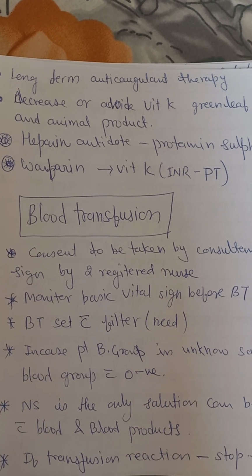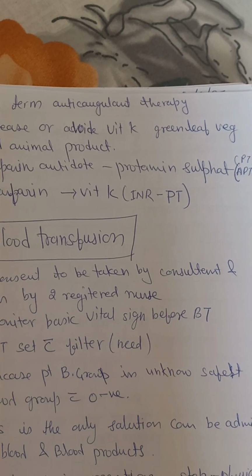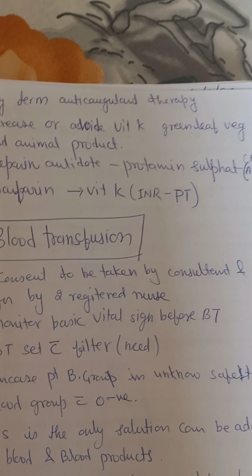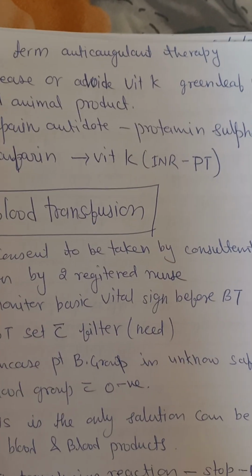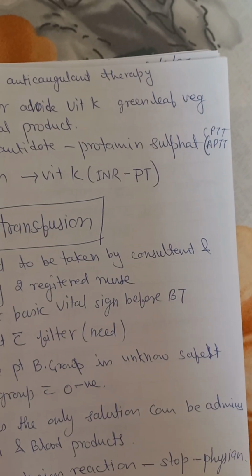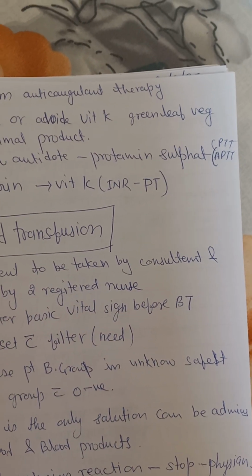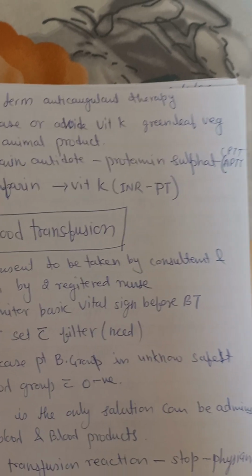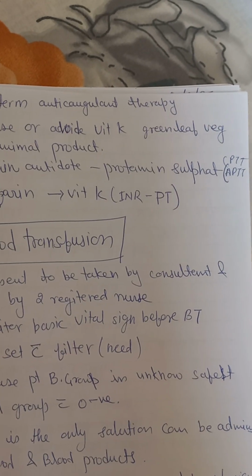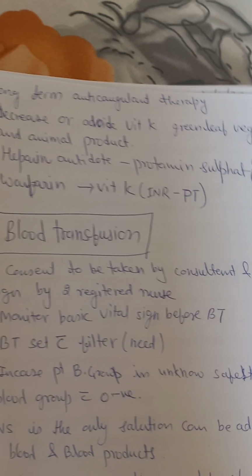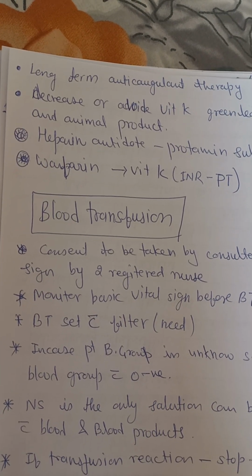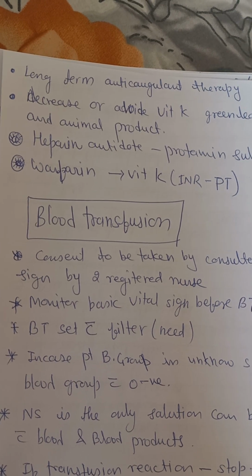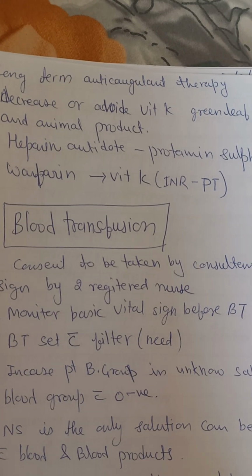Decrease or avoid vitamin K. It's in green leafy vegetables or animal products. We will administer heparin, and the antidote of heparin is protamine sulfate. When we are administering heparin, we will send aPTT or PTT for lab. And another one is warfarin. Warfarin antidote is vitamin K. Then with warfarin we will send PT/INR.